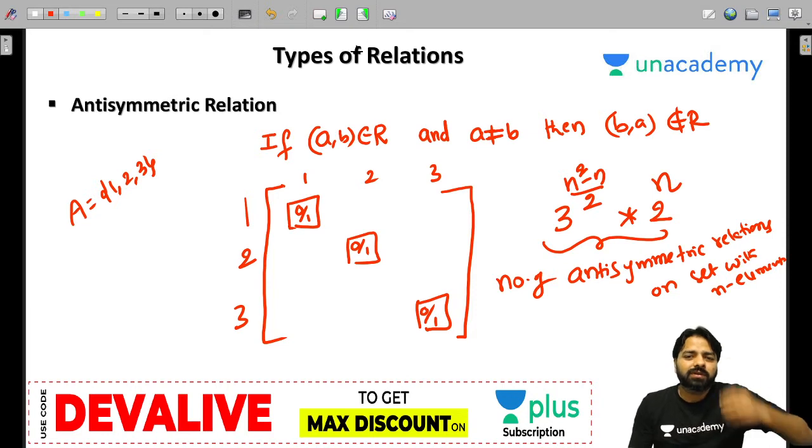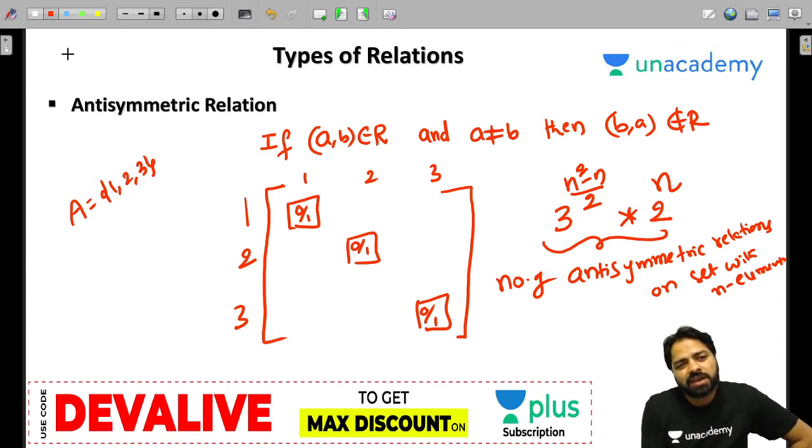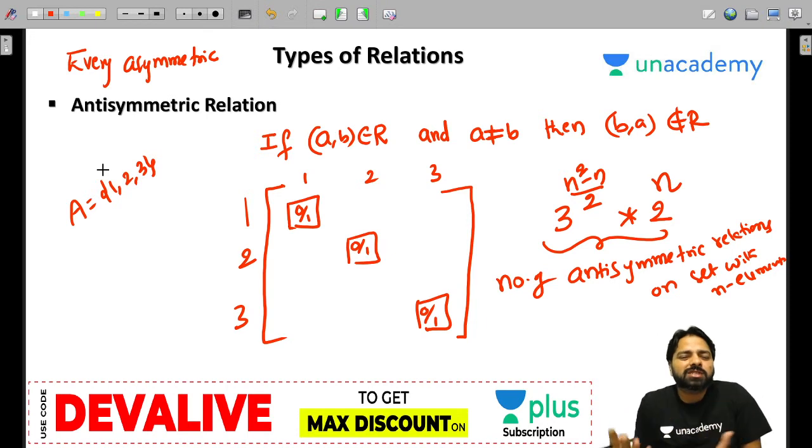Okay, just to understand the relation, every asymmetric relation is antisymmetric. That's why all the 3 power (n square minus n) by 2 relations also come here.